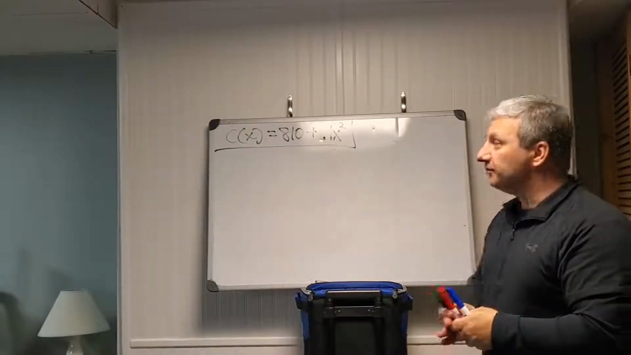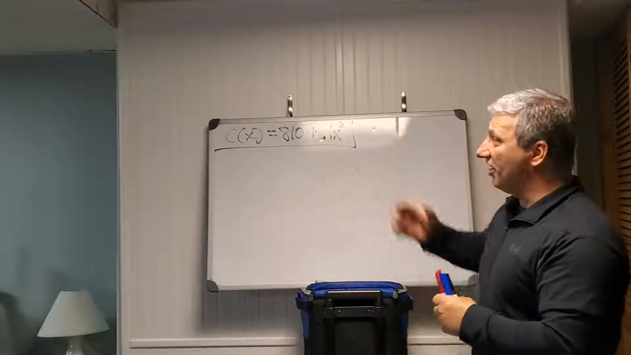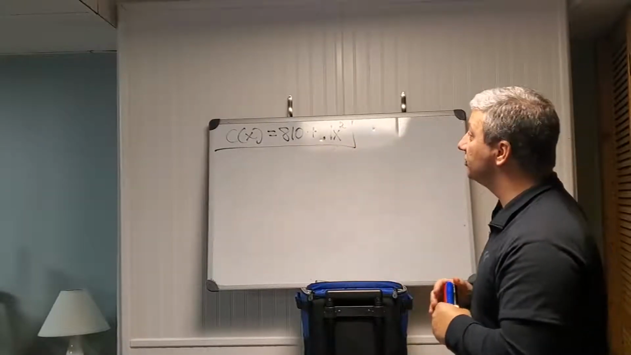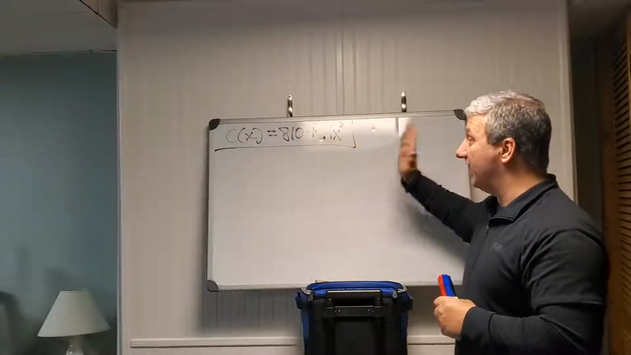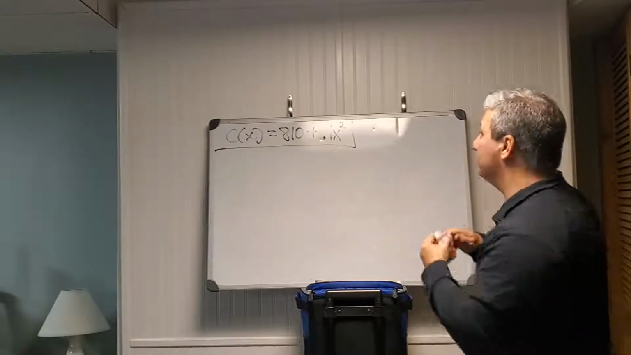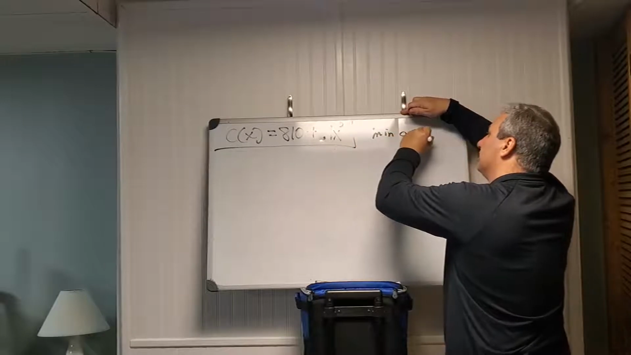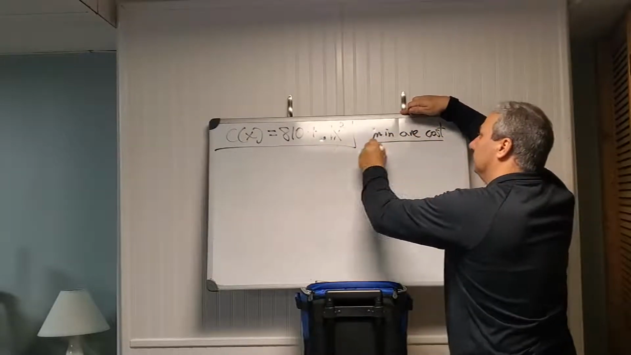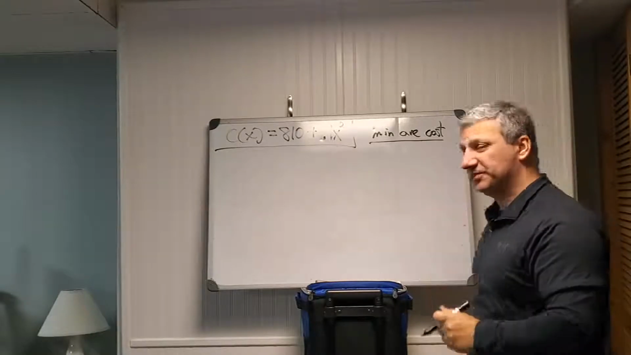Welcome back everyone. Today we're going to look at an application of the derivative. We have the cost function up here, the total cost function. The cost function, C of x, is 810 plus 0.1 x squared. And the question of the day is to find the minimum average cost. So how does one find the minimum average cost?